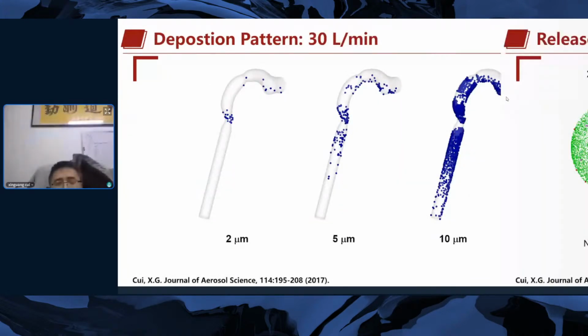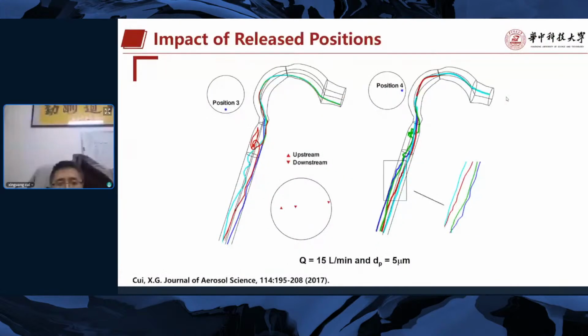I will not talk about this now. Another thing I want to say is that we always say particle transport and deposition, but in fact, in this research area, people haven't done sufficient research on particle transport and deposition.